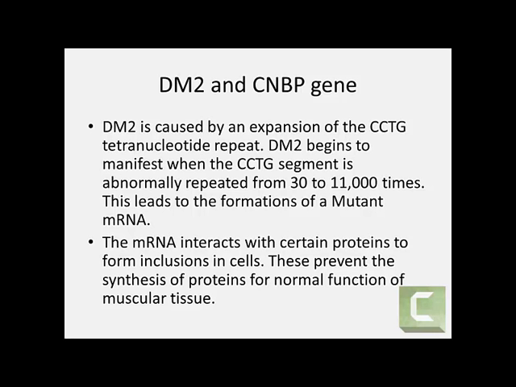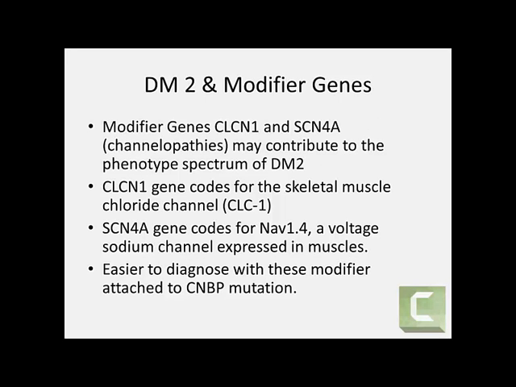DM2 is caused by a tetranucleotide expansion repeat, which begins to manifest once the repeat ranges from 30 to 11,000 repeats. Like DM1, this leads to the formation of a mutant mRNA and thus dysfunction in various pathways. DM2 repeats in the range of 30 to 11,000 show marked somatic instability with increased length over time. Thus, the threshold size of disease-causing mutation remains to be determined.